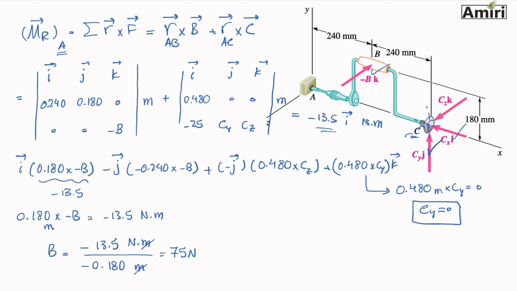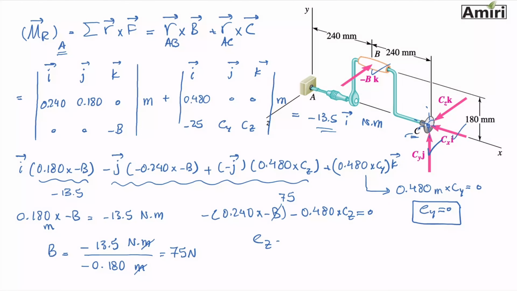Find that one too. And then this whole thing here should be 0 as well. So 2 minuses, so it's minus 240 minus B, which I already found is 75. 480 Cz. This whole thing got to be 0. B is 75. If you do the math on this one, your Cz should turn out to be 37.5 newtons. So I found all of these 3.